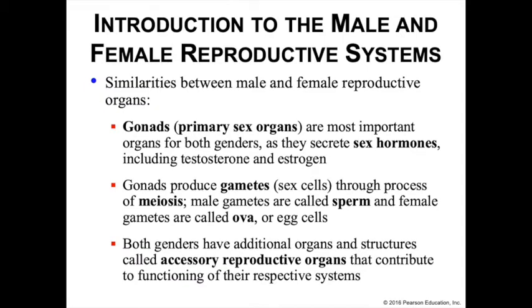Looking at some definitions. When we're looking at gonads, we're looking at the primary sex organs. These are going to be testes for males and ovaries for females. Gonads not only produce our sex cells, which are sperm and egg, they're also going to produce sex hormones like estrogen and testosterone. Gametes are the sex cells, so these would be the sperm and egg. This is what we're going to make using meiosis. And then we have accessory reproductive organs. These are mainly going to be glands that contribute fluids to the reproductive tract.